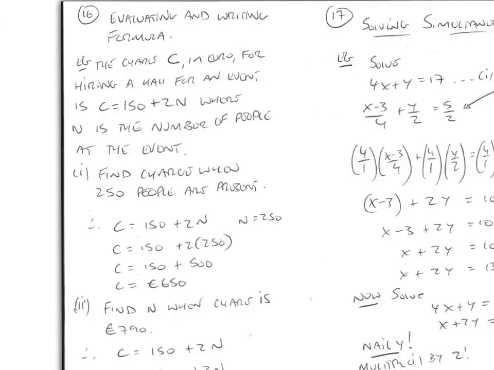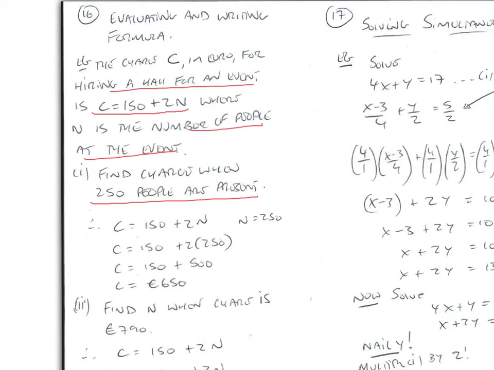Let's look at evaluating and writing formulas. For example, the charge C in euro for hiring a hall for an event is given by C equals 150 plus 2 times n, where n is the number of people at the event. We're asked to find the charge when 250 people are present.